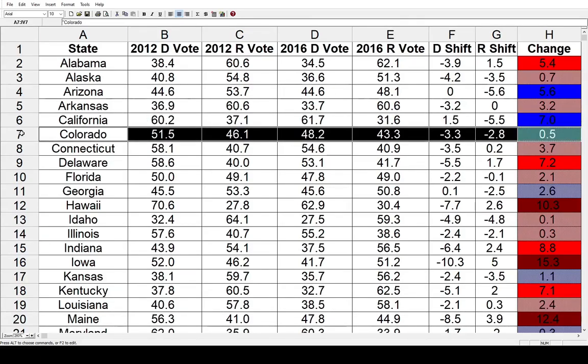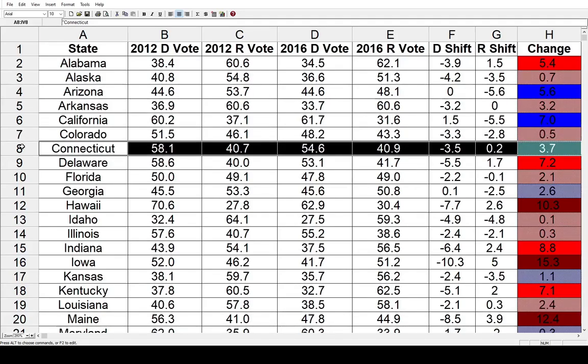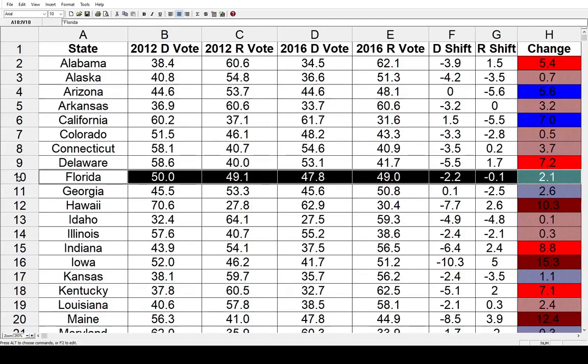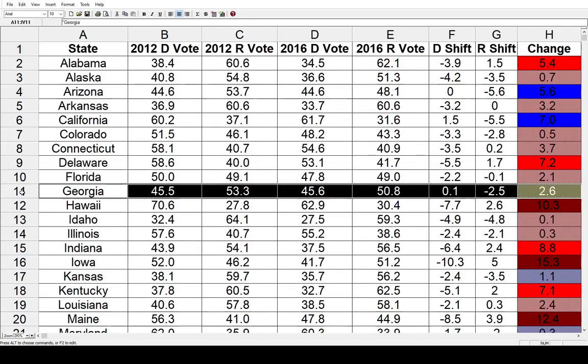Colorado, they had very minimal shift there. Again, both parties lost support, but the final result was a 0.5 point gain for the Republicans. Connecticut, that's a blue state, but that went 3.7% toward the Republicans. Delaware, that's another blue state, but that had a big shift, 7.2% toward the Republicans. Florida, smaller shift there, 2.1% toward the Republicans. Next in Georgia, that is a state that really starts moving away from the Republicans, and we can see it here. It went 2.6% toward the Democrats.